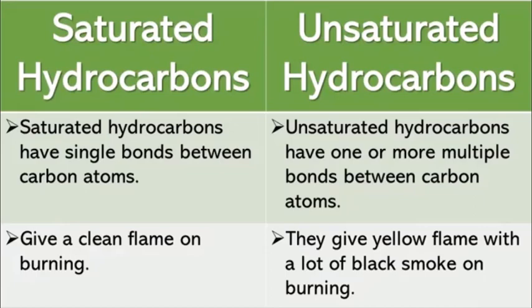So the example of saturated hydrocarbon can be ethane, that is C2H6, or propane, which is nothing but C3H8. So all these have single bonds. Then we have unsaturated hydrocarbons. So the example of unsaturated hydrocarbons can be ethene, that is CH2 double bond CH2. Then we have propene. These are the unsaturated hydrocarbons.